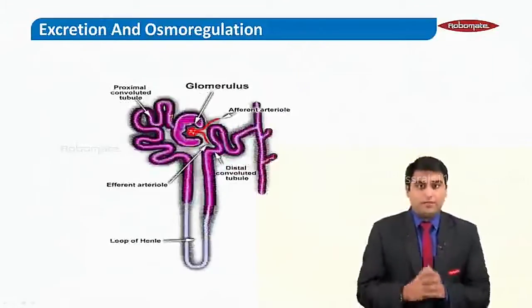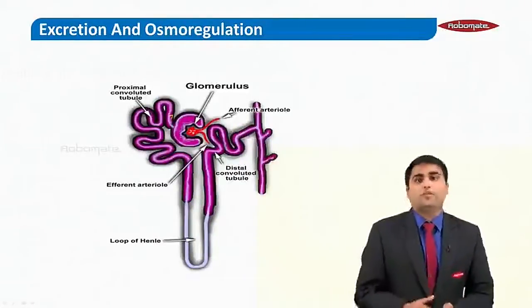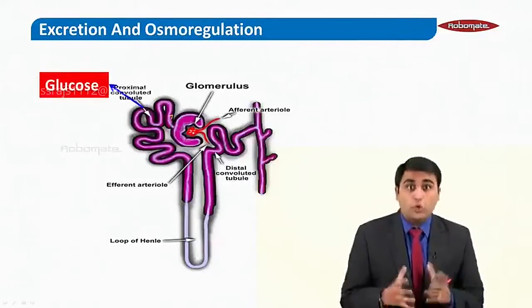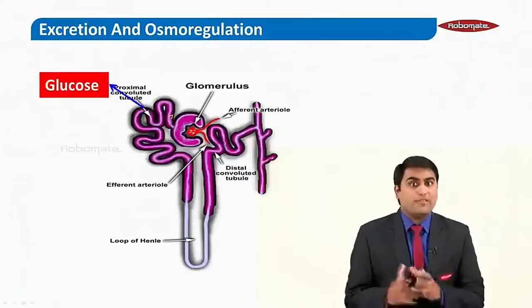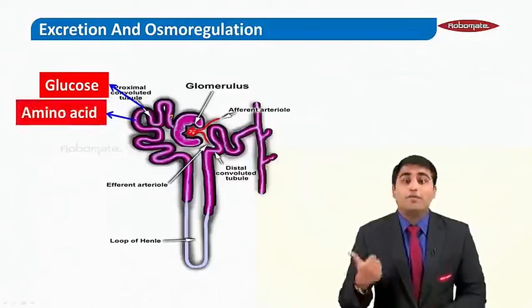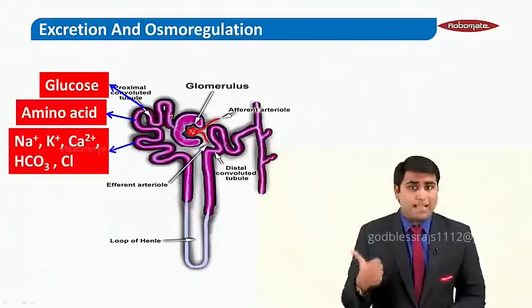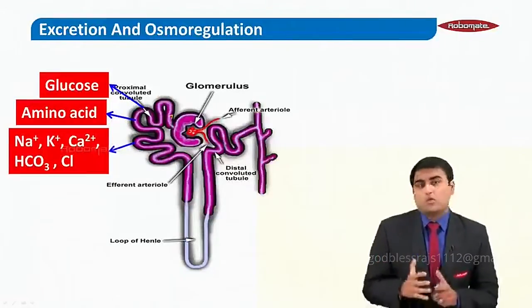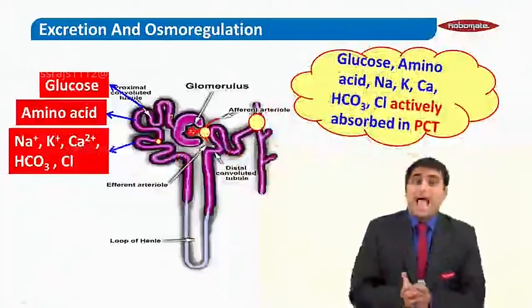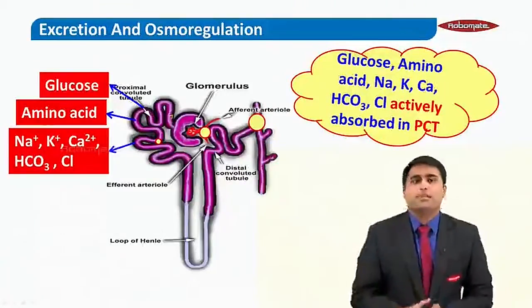Now if you carefully observe this diagram, now we'll see what are those substances being reabsorbed back from the glomerular filtrate. Firstly, the very important substance, that is glucose. Glucose is the main source of energy. So can we afford to lose it? No, we have to reabsorb it back. Along with that, amino acids. Next, sodium, potassium, calcium, bicarbonate ions and chloride ions. These all elements are very useful and important substances. So these all substances are being actively reabsorbed back through the PCT back into the blood capillaries.